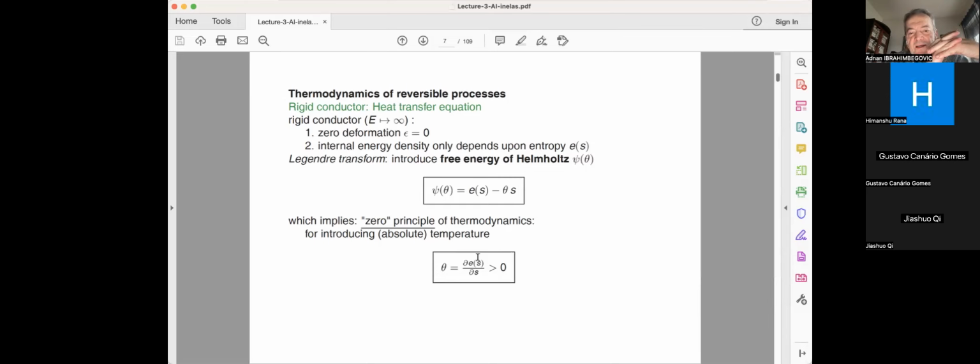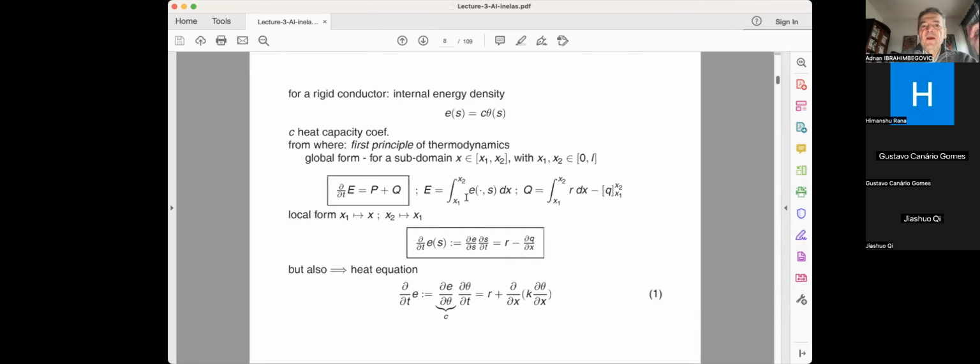So basically, this is introducing more clearly what temperature is. In fact, if you have a rigid conductor, often we assume that internal energy is simply linearly proportional to the temperature, which is now a function of the entropy. So E of S is equal to C times theta of S, where C is the heat capacity coefficient. What the heat capacity coefficient is, this is the property of a material which quantifies its ability to store energy due to some kind of heating.